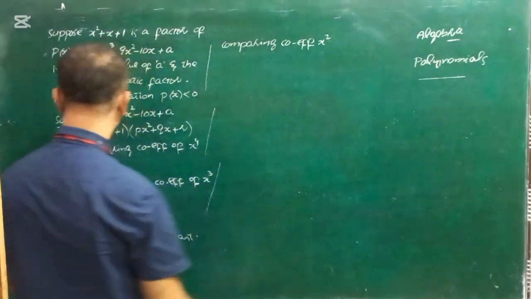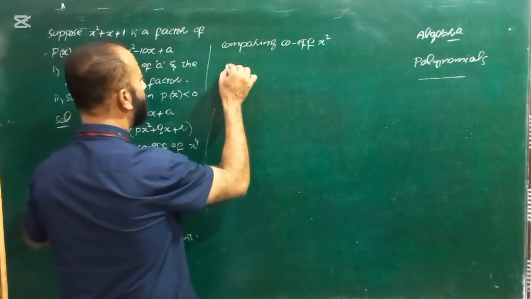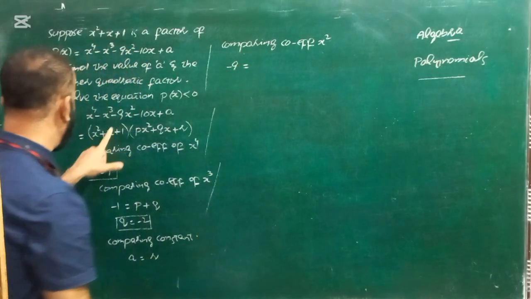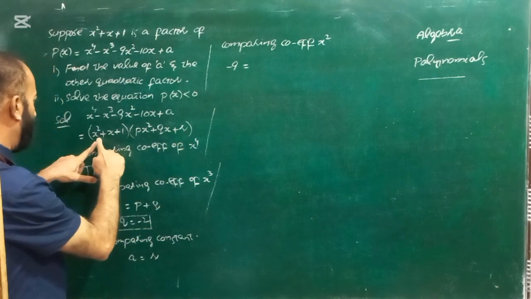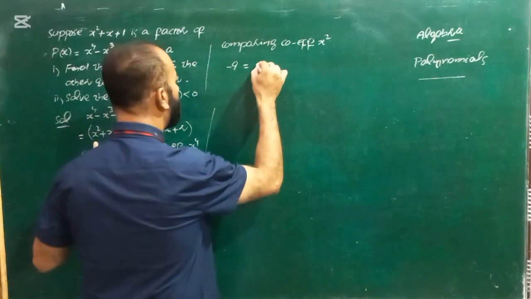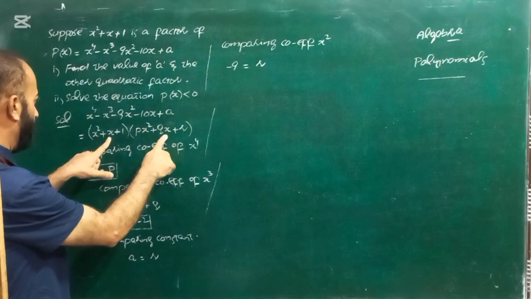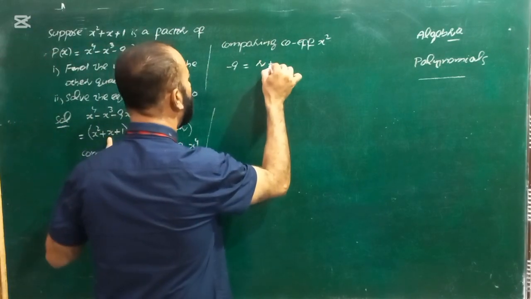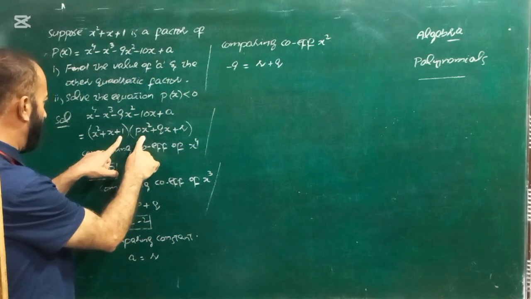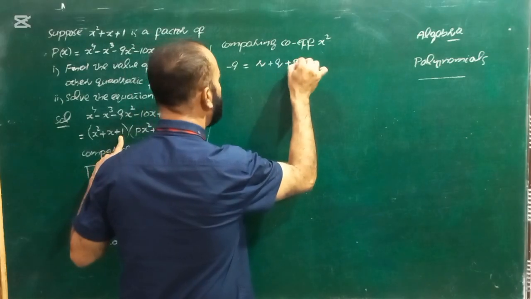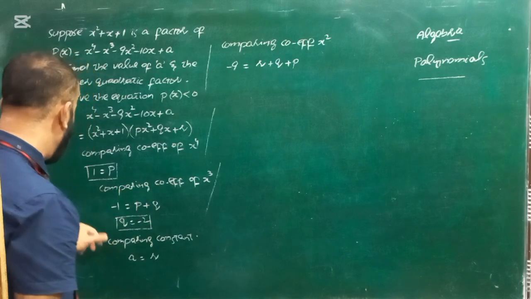Okay, now comparing coefficient of x square. So on the left hand side, the coefficient of x square is -9, and on the right hand side, plus r, because when this will be multiplied with r, so plus r. Okay, then when this will be multiplied by this one, so plus q. And finally, when this factor will be multiplied by this one, so plus p. So this is the coefficient of x square on the right hand side. Now p and q have been found out.